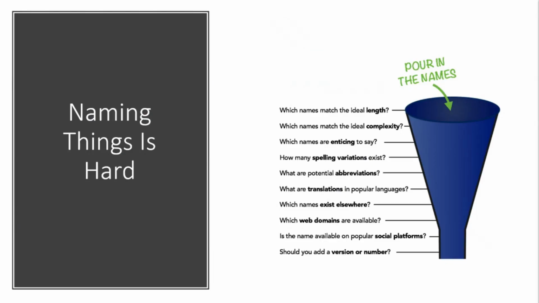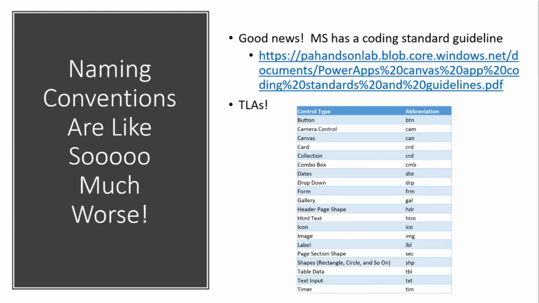Naming things. Naming things is hard. Naming conventions are way harder than naming things. The good news is that Microsoft does have a fairly decent coding standard guideline. There's the link for it. It's a PDF. It actually even goes down to the TLA, three-letter acronym level, and gives some examples of how to do that.